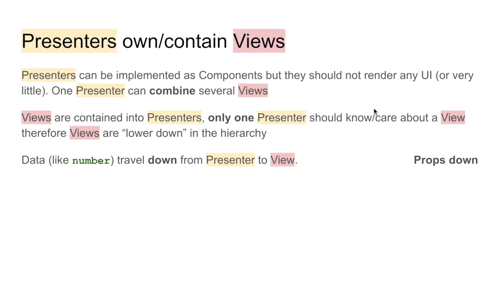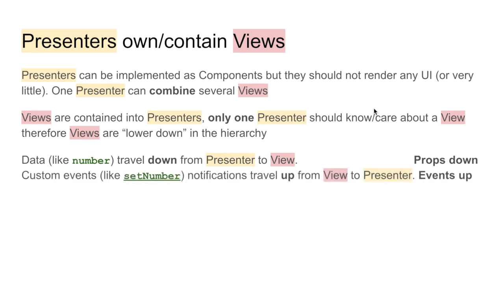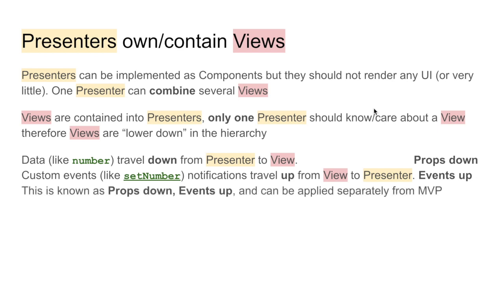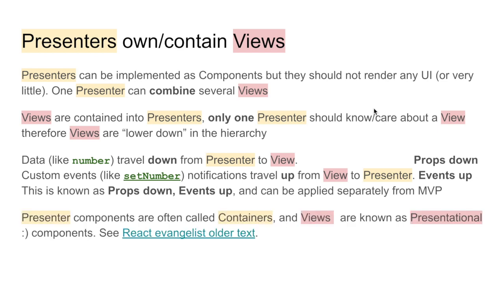So data, like the number, travels down from presenter to view. The custom event notifications travel up from view to presenter. So we have props down and events up. And this technique you can apply even if we don't necessarily think of model view presenter. Presenter components are often called also containers because they contain the view. And views are known as presentational components, which might be confusing. This is a React type of terminology, which they also gave up recently with custom hooks and such.